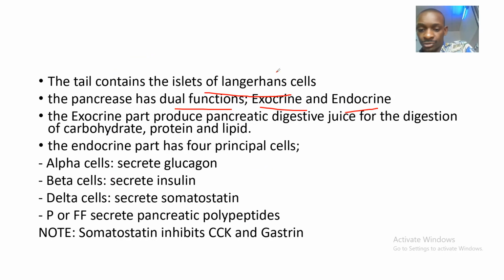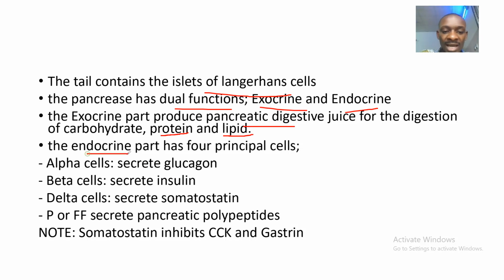It has dual function. The exocrine part produces pancreatic digestive juice for the digestion of carbohydrates, protein, and lipid. We talk extensively on this in GIT, the digestion of carbohydrate, digestion of lipid, and everything. We talk about that extensively there.